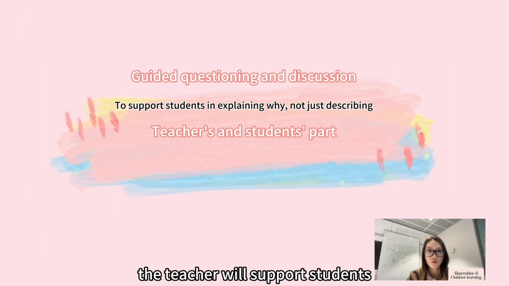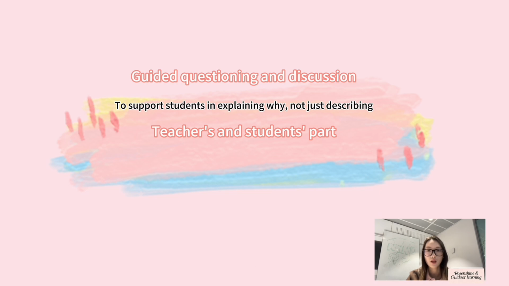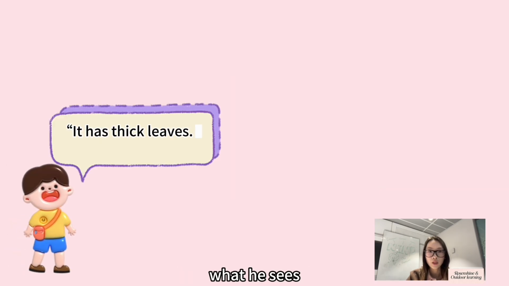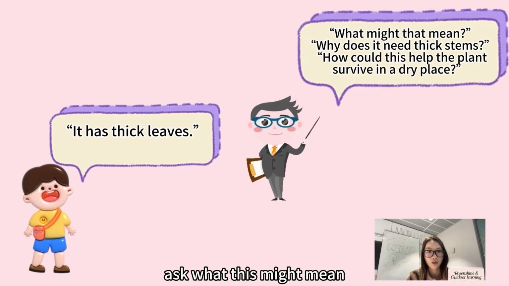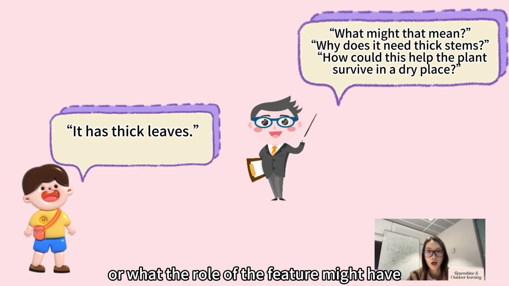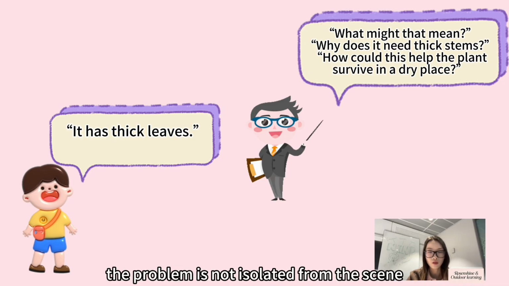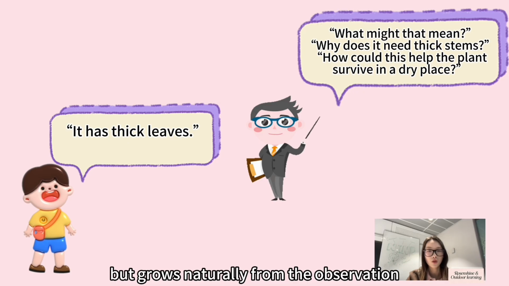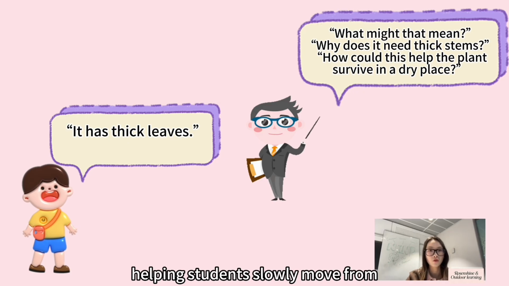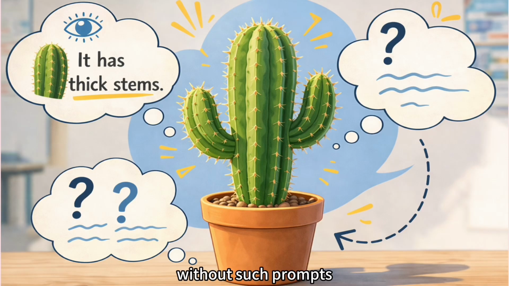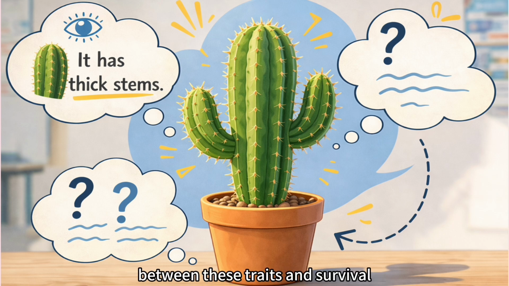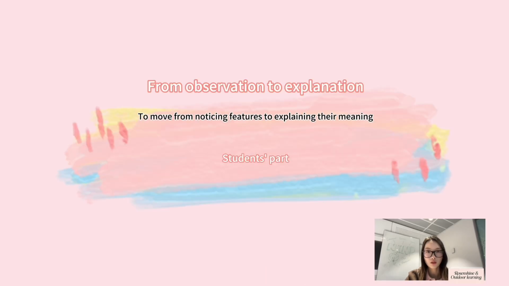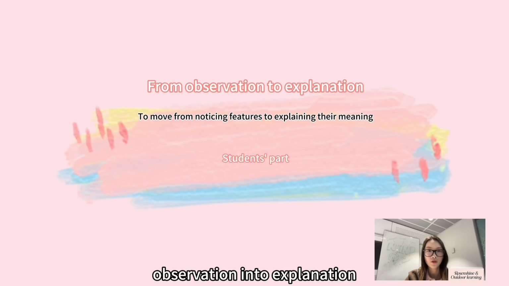At this stage, the teacher will support students' learning by asking questions. The students may at first just say what they see, such as thick leaves, but the teacher will continue to ask what this might mean or what the role of the feature might be. In this way, the question is not isolated from the scene, but grows naturally from the observation, helping students slowly move from description to explanation. For some students, without such prompts, they may remain superficial without further thinking about the relationship between these traits and survival. Through discussion, students will slowly transform observation into explanation.